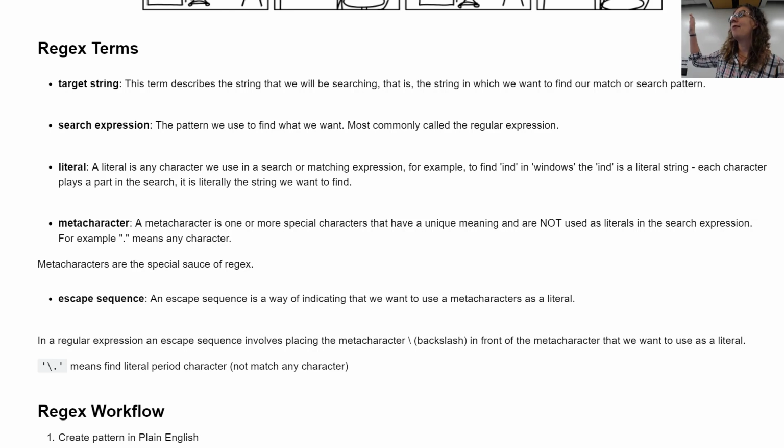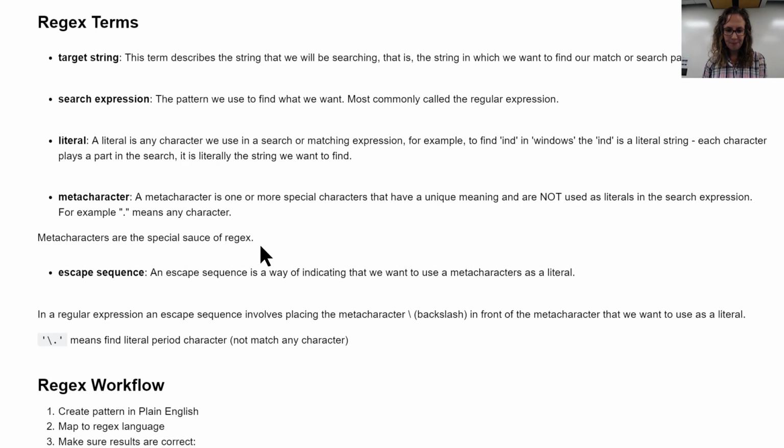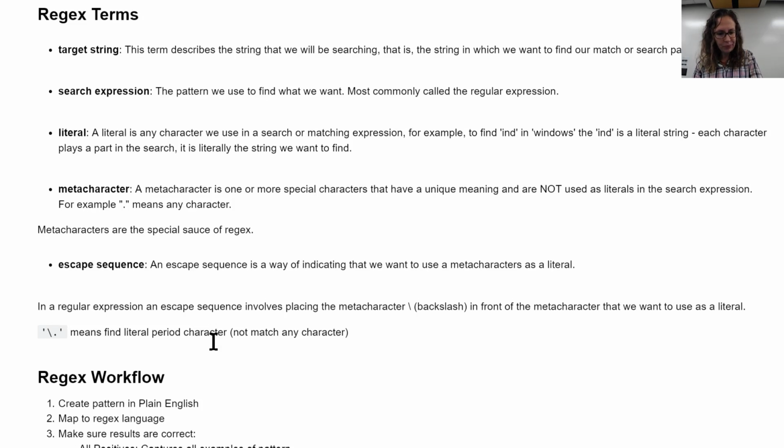So how do you indicate if you actually want a period? Yes, put a backslash before it, which is the next one here, escape sequence. An escape sequence is a way of indicating that we want to use a meta character as a literal.